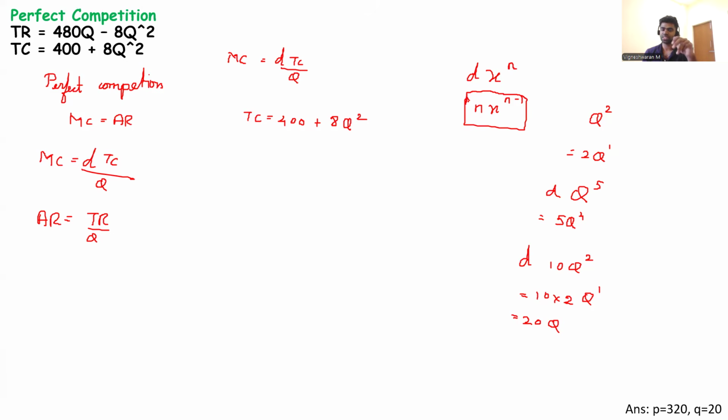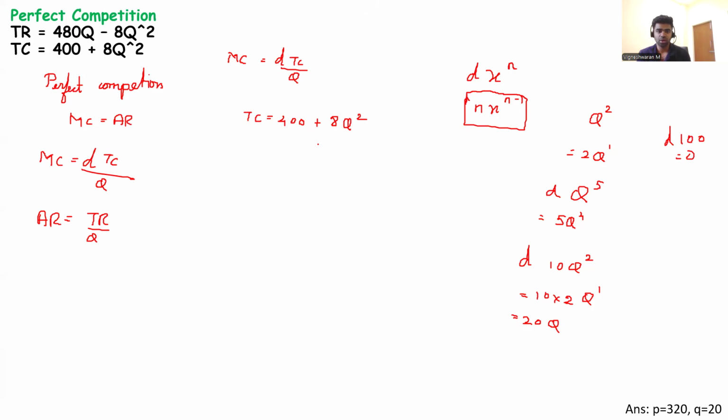The differentiation of 10q square: the power will come in before. So 10 into 2 q power n minus 1, that is 2 minus 1, which is 1. So 20q, q power 1. That's what I am trying to say. Also, differentiation of a constant will be equal to 0.